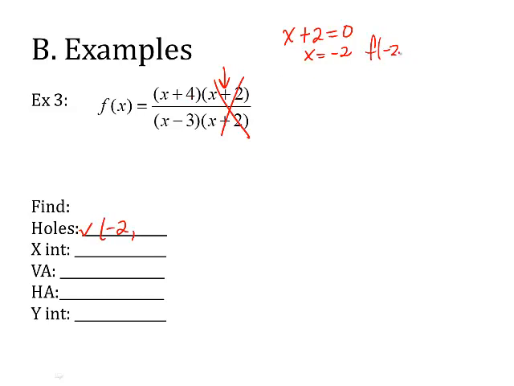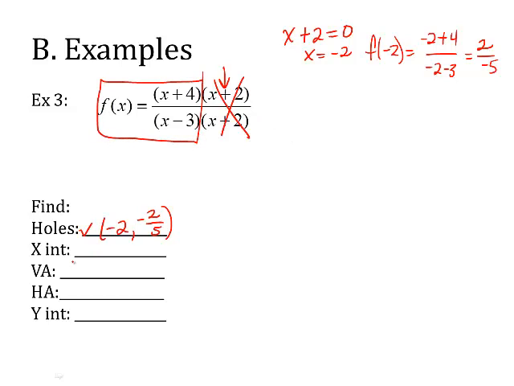So f(-2) is going to be (-2 + 4)/(-2 - 3). -2 + 4 is 2. -2 - 3 is -5. So this is -2/5. All right? So here's what's left of my equation I'm focusing on the rest of the time.